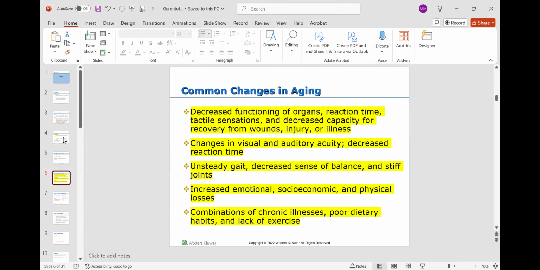All right, common changes in aging. These are the common things that happen to most of us when we get old, not me, everybody else. So the function of your organs is going to decrease, okay? Reaction time may decrease. Like if you see something coming, you should be able to, right? Sometimes they can't. Tactile sensations, in other words, tactile is touch. So they're decreased because of nerve endings, right? The nervous system is getting a little older, a little slower, so they don't always feel things as they should.